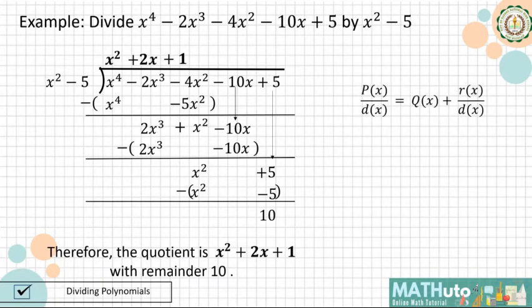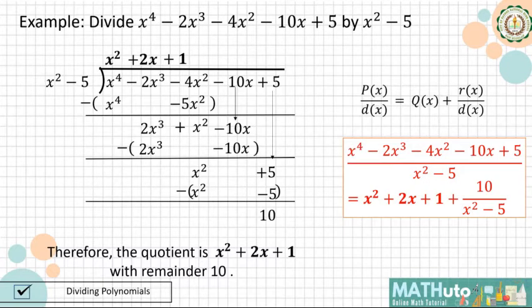But let us remember that our answer should be expressed in the division algorithm. Therefore, our final answer will be x raised to 4 minus 2x cubed minus 4x squared minus 10x plus 5 divided by x squared minus 5 is equal to x squared plus 2x plus 1 plus 10 all over x squared minus 5.